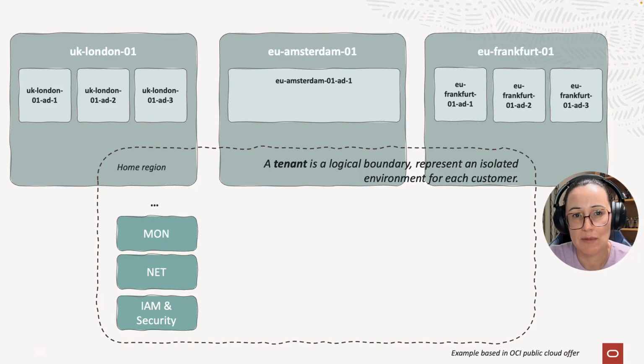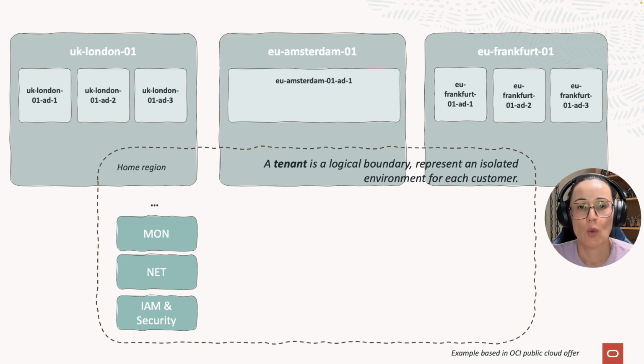OCI resources and services can be either global or regional based. It's important to understand this distinction in order to properly address concepts such as disaster recovery, redundancy, and high availability. We have global resources and local resources.